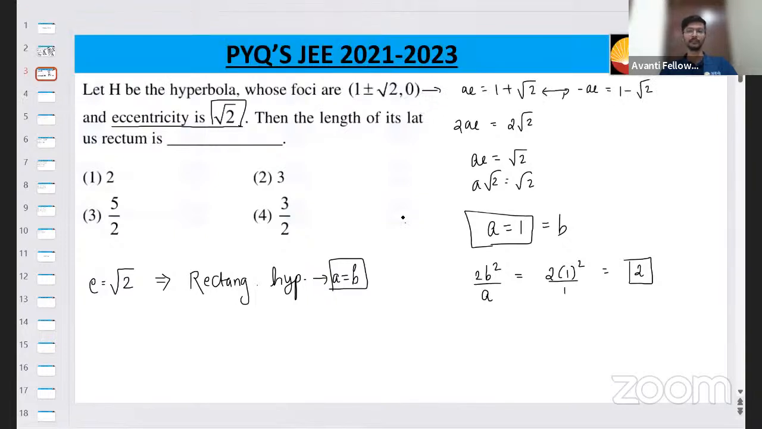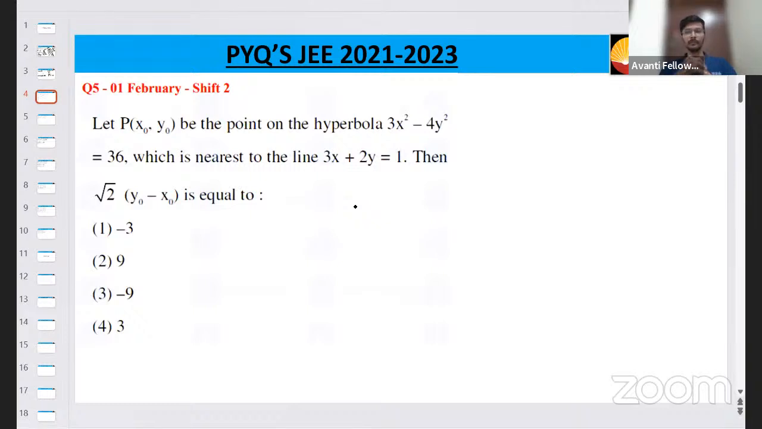Okay, so let's move to the next question. This one. Let's try to read what the question says. Let P(x0, y0) be the point on the hyperbola which is nearest to the line. So, let me draw the hyperbola. The hyperbola in the standard form, if we divide by 36, will look like x square upon 12 minus y square upon 9 is equal to 1. Correct? So, let's say here is the hyperbola.